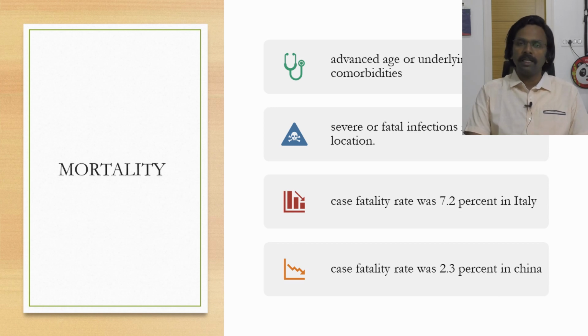The factors influencing mortality are advanced age and underlying medical comorbidities. And the case fatality rate differs by location. When we see the fatality rate between Italy and China, the mortality rate in Italy is 7.2% versus 2.3% in China. It can be explained by the fact that the population being affected in Italy is more than 65 years of age, whereas in China the most commonly affected age group is between 40 to 60 years of age. Because of the elderly being affected in Italy, that caused increased mortality in the population in Italy.